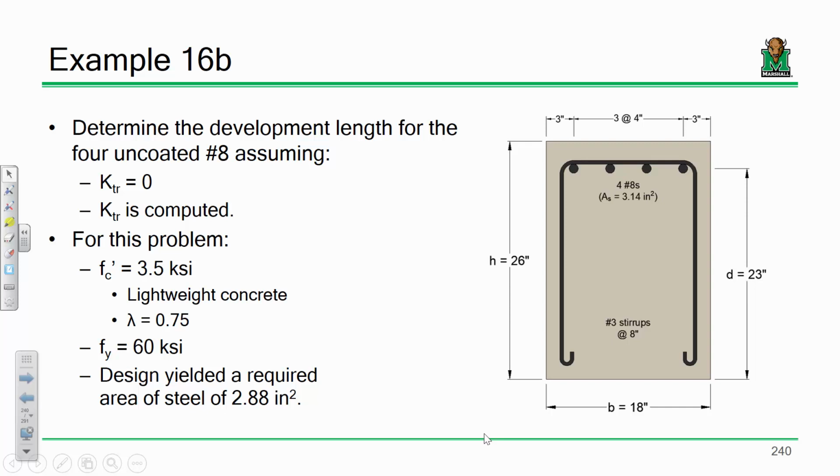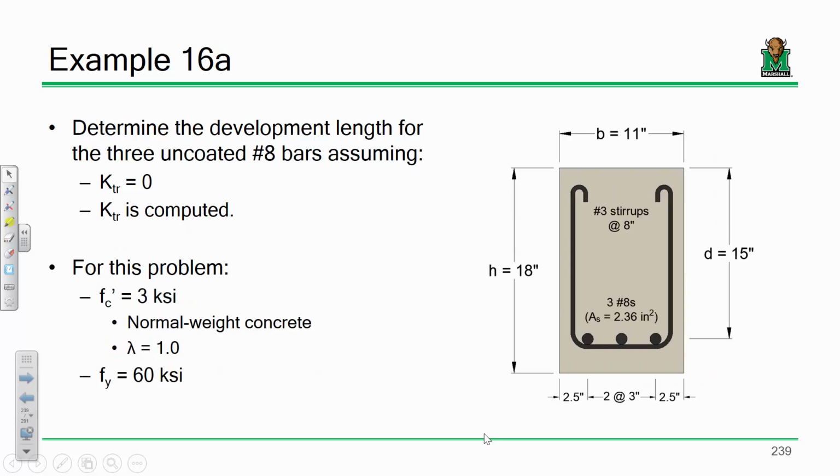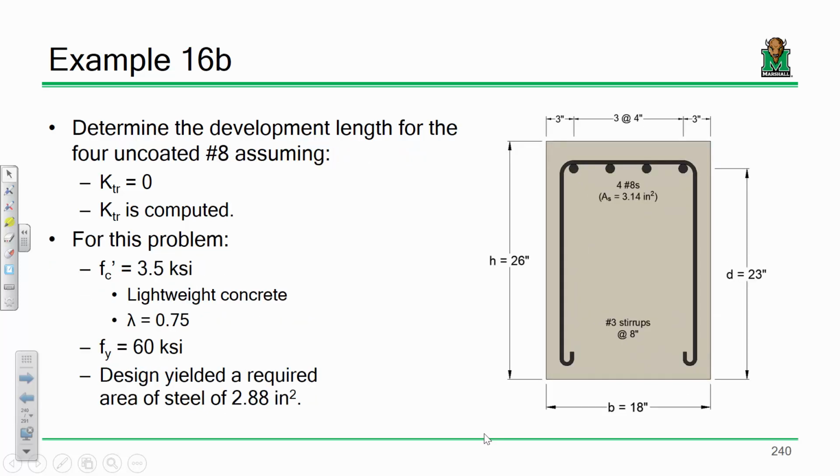Let me ask you a question. Can anybody tell me right off the bat what's one of the factors that's going to change for this? Just looking at the beam. What's different with the bars here versus the bars here? They're on the top, so our top bar factor is probably going to change, right? Okay, so there's that. We've got some lightweight concrete, and I went ahead and gave you lambda. I want to talk about this bottom bullet real quick because this is kind of important, okay?